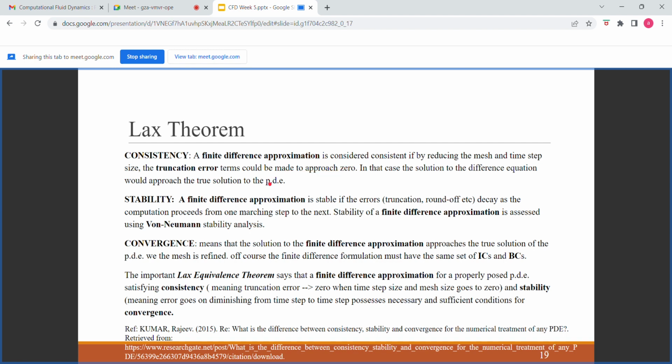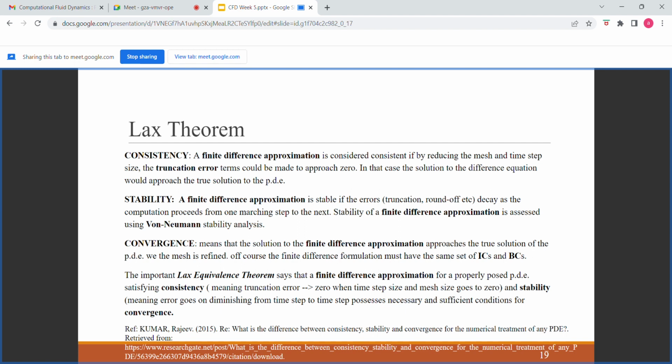So what is meant by consistency is that when we are reducing the mesh size and the time step size, going to very small meshes and very small time steps, the truncation error would vanish, so that the solution of the difference equation would approach the solution to the original PDE. This is known as consistency.